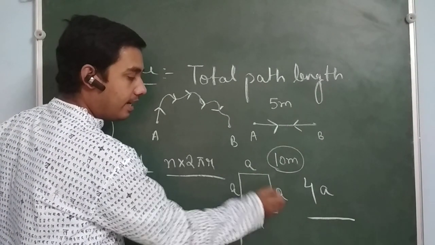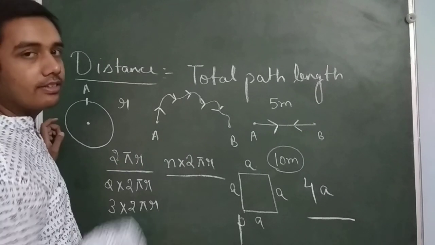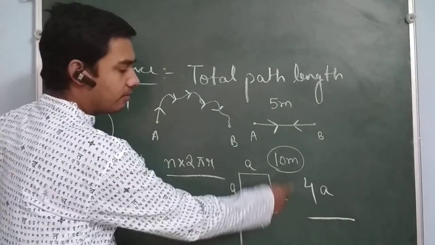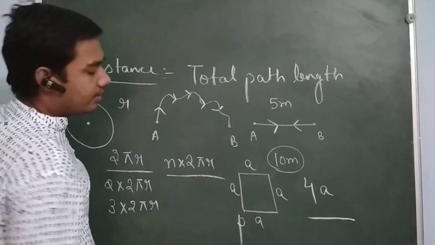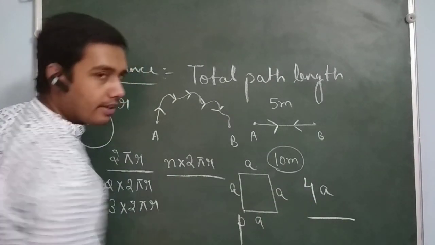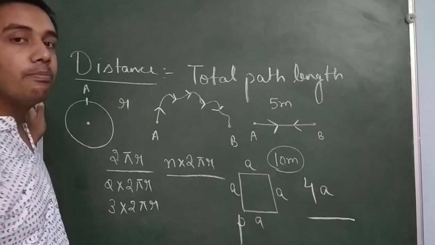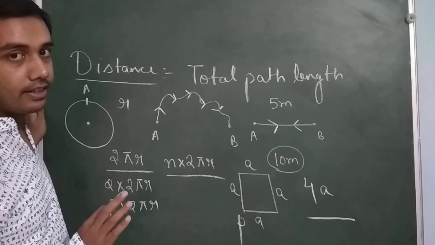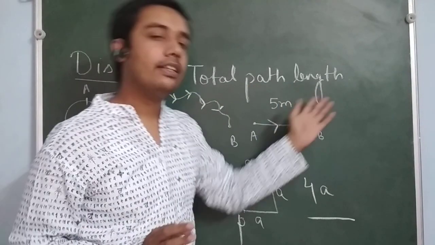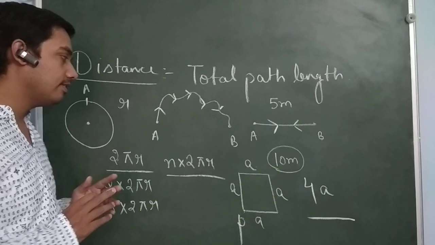A plus A plus A. What is the answer? 3A. And in case of a complete revolution, then what will be the answer? 4A. So this is what distance is. You have to do nothing. You have to simply add all the path length. So total path length covered by an object is called distance.